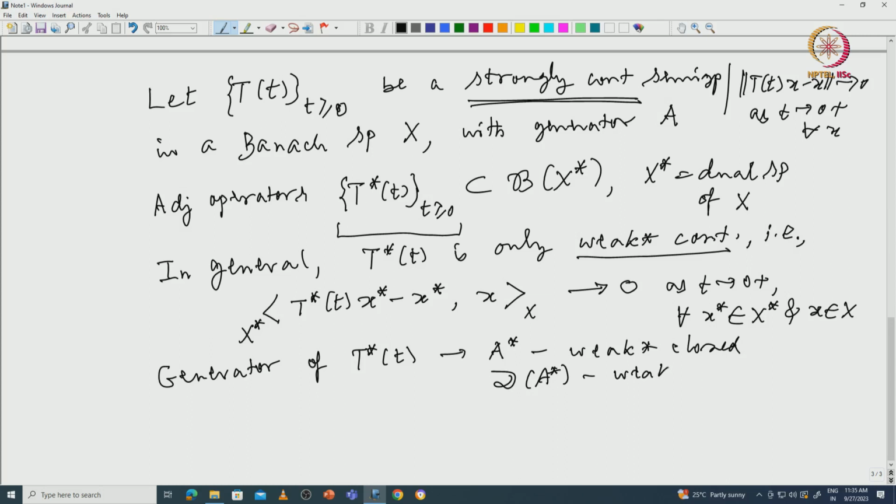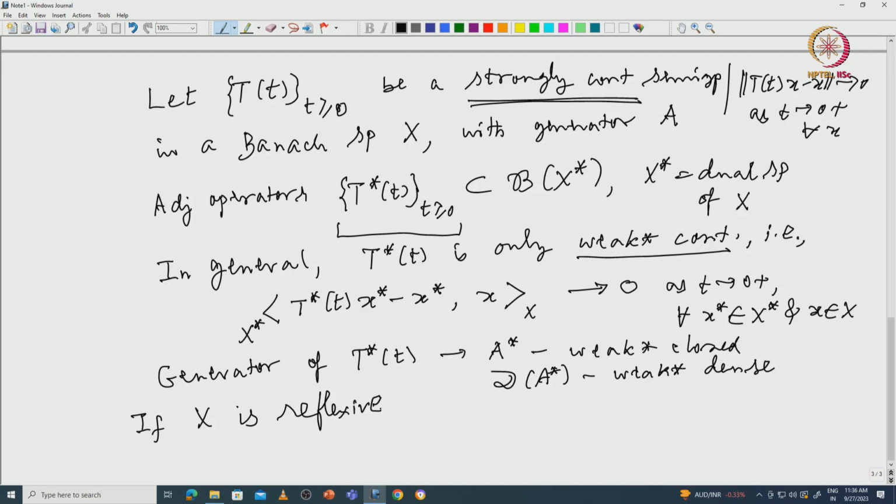So in case of strong continuity we have seen that dA is strongly dense, but here we can only say that. Okay. So this is the general situation, but everything is fine once we put extra conditions on x. So if x is reflexive, there is absolutely no problem.